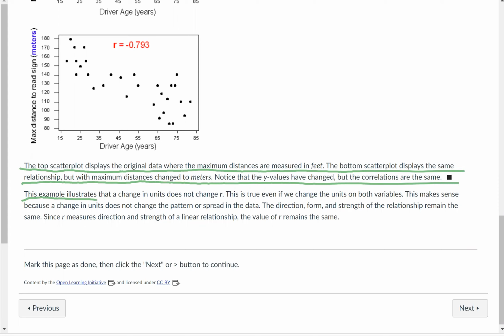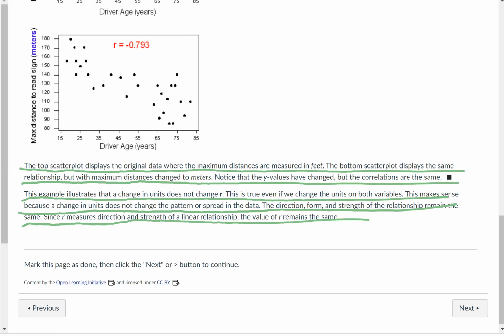This example illustrates that a change in units does not change R. This is true even if we change the units on both variables. This makes sense because a change in units does not change the pattern or the spread in the data. The direction, form, and strength of the relationship remains the same. Since R measures direction and strength of a linear relationship, the value of R remains the same.